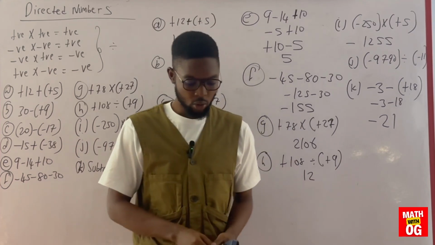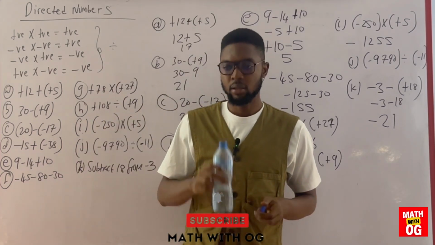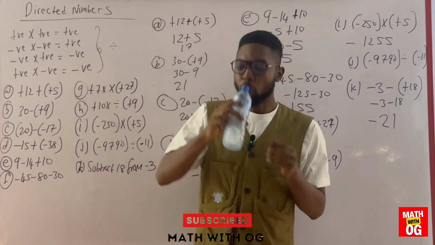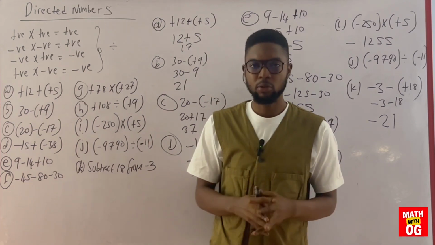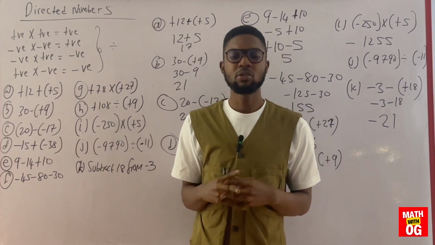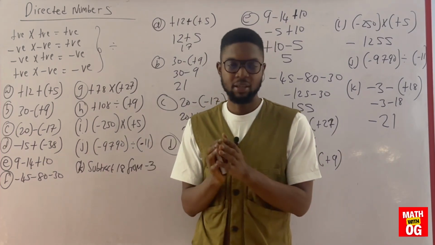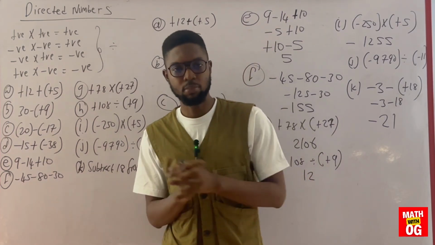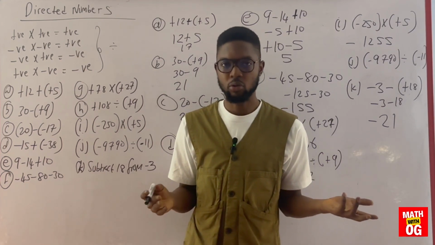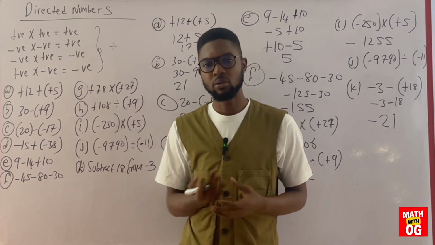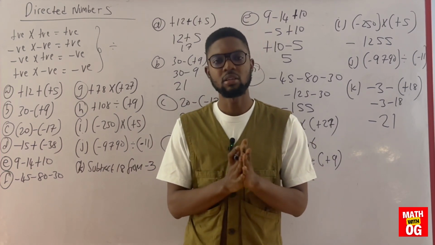So that is all you need to know under directed numbers. Now, next video, we'll be looking at approximation. That is, how do you approximate to a particular significant figure or a particular number of decimal places. Also, to the nearest tens, to the nearest 100, to the nearest 1,000, as the case may be. So that's what we'll be looking at in our next video.